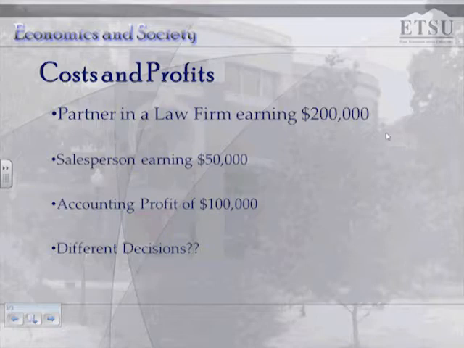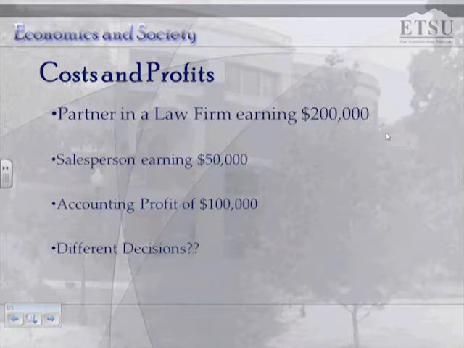So the difference between these two entrepreneurs in this case is that one of them is a partner in a law firm, currently earns something like $200,000 per year. And one of them is a sales representative that earns something like $50,000 a year. They each go to their own side of town and open their bar and grill restaurant. And at the end of 1 year, each of them has an accounting profit of $100,000. So they both did well.